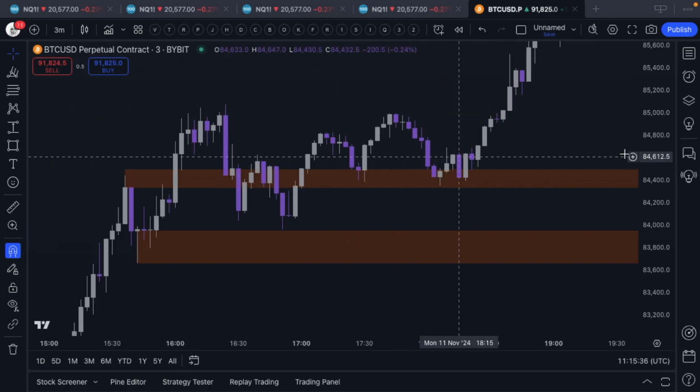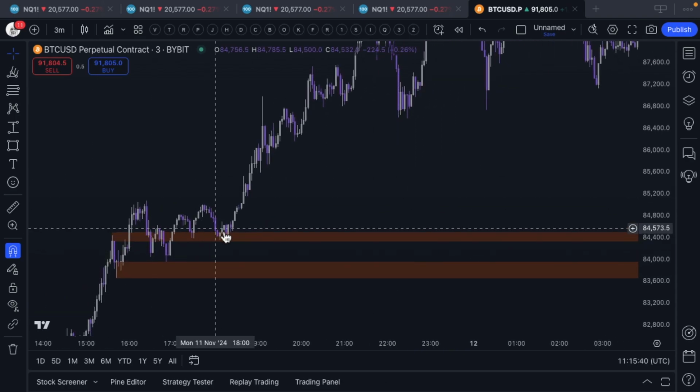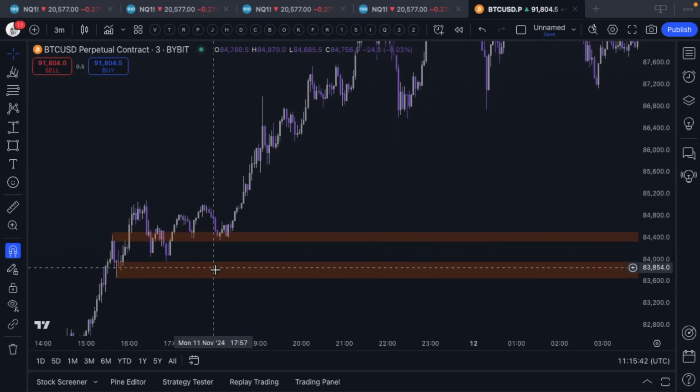So practice it, move in and out, always zooming in and out. All right, I try to again establish these levels on a higher time frame and then trade them on the lower time frame.